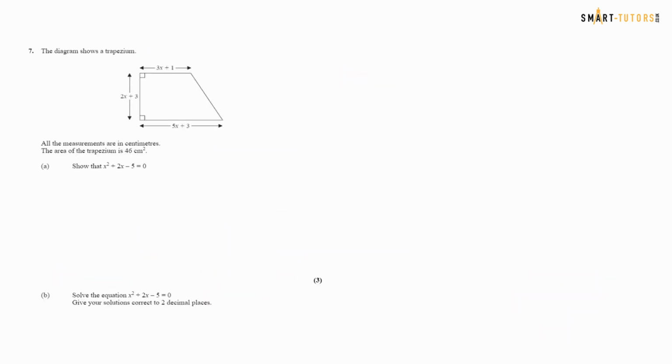Question number 7. The diagram shows a trapezium. All the measurements are in centimeters. The area of the trapezium is 46 centimeters squared. Show that x squared plus 2x minus 5 equals 0. First of all, trapezium's area, we remember the equation. So area equals half a plus b, which are the parallel sides, times height. So a is this, b is this, and the height is the perpendicular height.